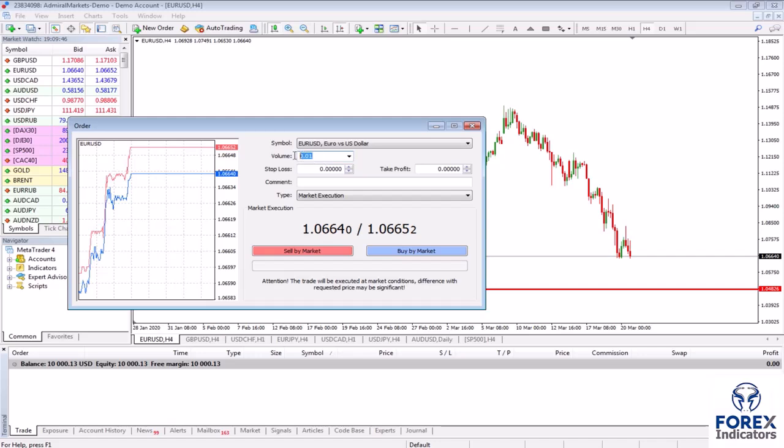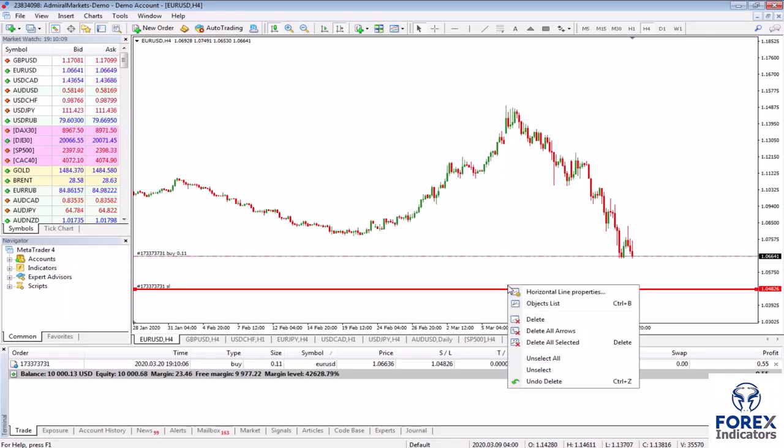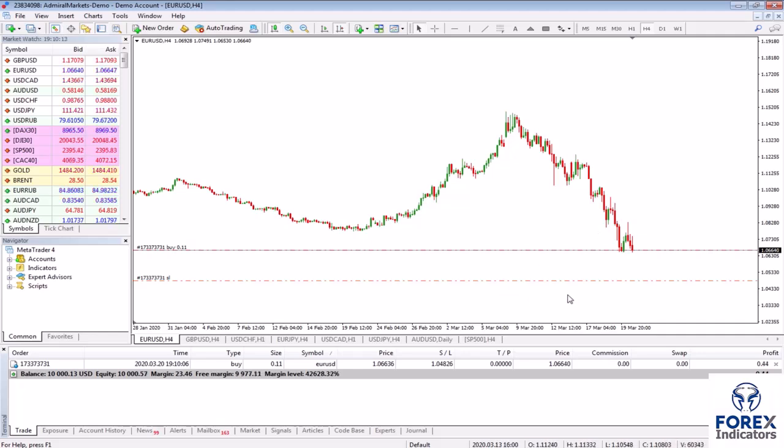Okay, let's try. In the volume field, we will enter the amount 0.11. Stop loss is this amount we have marked. It is 1.04826. And I will click on the buy by market field. Okay, I'm going to delete this red line. Okay, let's check our risk. All I need to do is move the mouse cursor over this red dashed line. Look, the risk is 199.10.